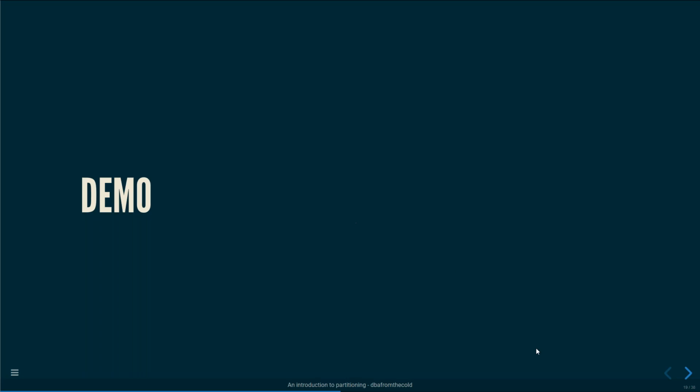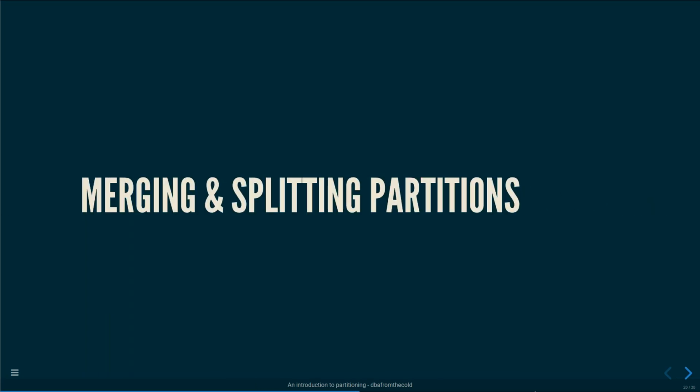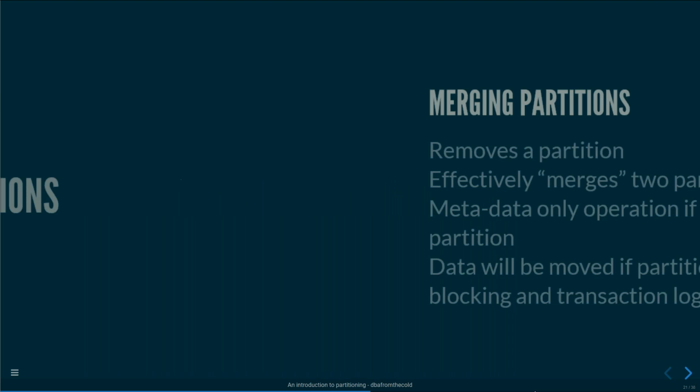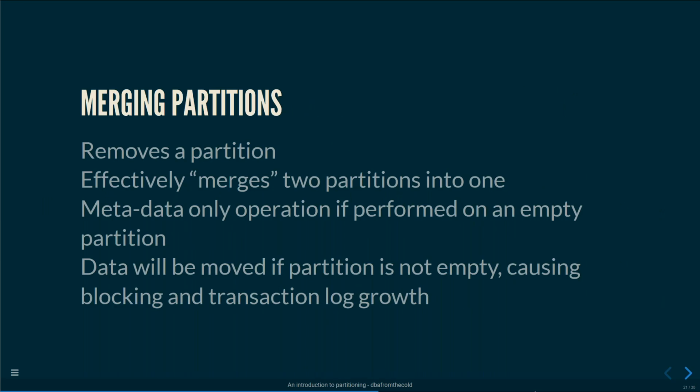Jumping back into the slides. So we've got our table, we've got our indexes. We can now start looking at the specialist operations that we can apply to individual partitions on the table. And let's start with the merge and the split. Now these do pretty much exactly what they say on the tin.